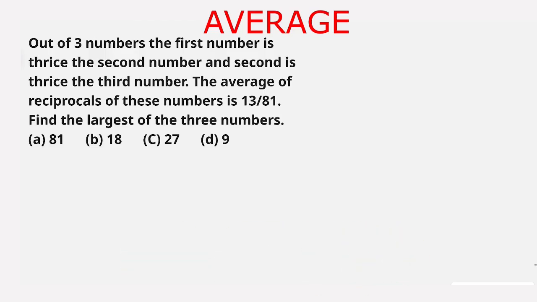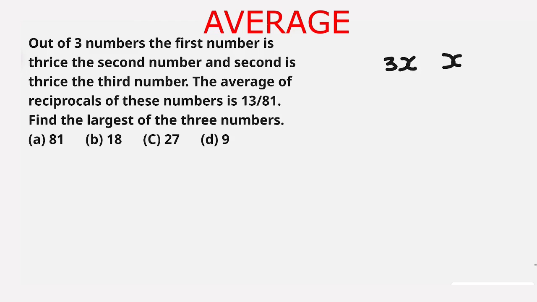The first number is thrice the second number and the second is thrice the third number. So we assume the third number as x. The second number is thrice of x, which will be 3 times x, is 3x. And the first number is thrice of the second number.